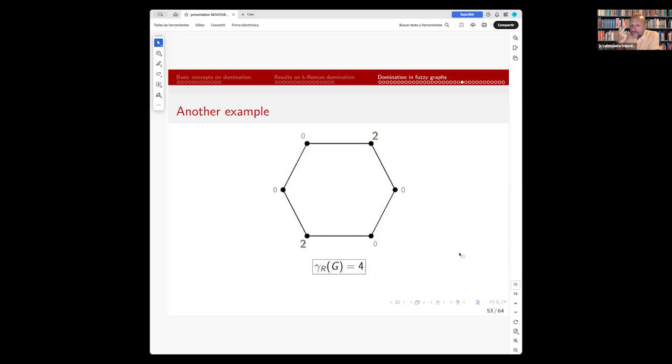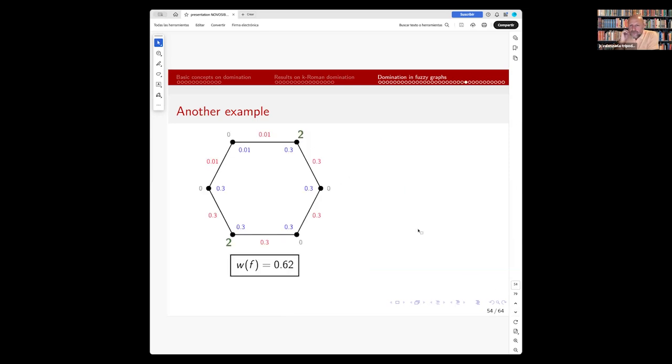Also, we can have some other problems. For example, when in a classical graph we study the Roman domination in a cycle, it is well known that the optimum assignment of labels is to give a label 2 here and 2 labels here. And so this is a minimum Roman dominating function in the cycle. In this case it is C6, and the Roman domination number is 4.